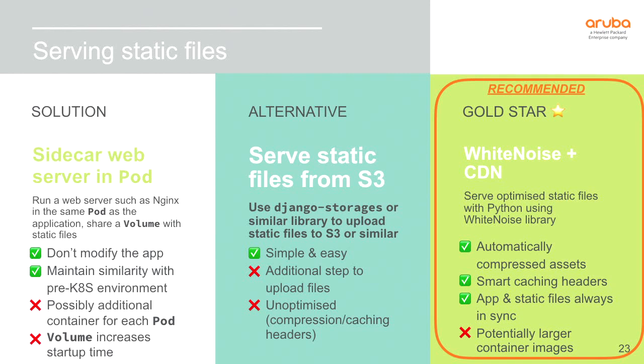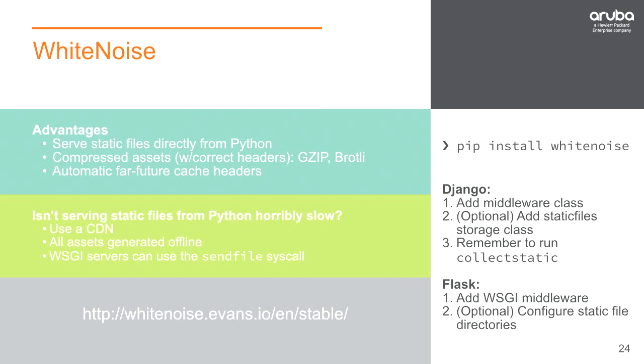I'm actually going to recommend the gold star option in this case, because it is very easy. You install WhiteNoise. It has specific Django integration, and a general WSGI middleware you can use. And the question is, isn't this very slow? And the answer is no. First of all, you should use a CDN, so most of the requests for your static files don't ever reach your Python application. It also will pre-generate all the compressed files and hashes ahead of time. Also, modern WSGI servers will just use the sendfile syscall to actually send these static files, so it's pretty efficient.